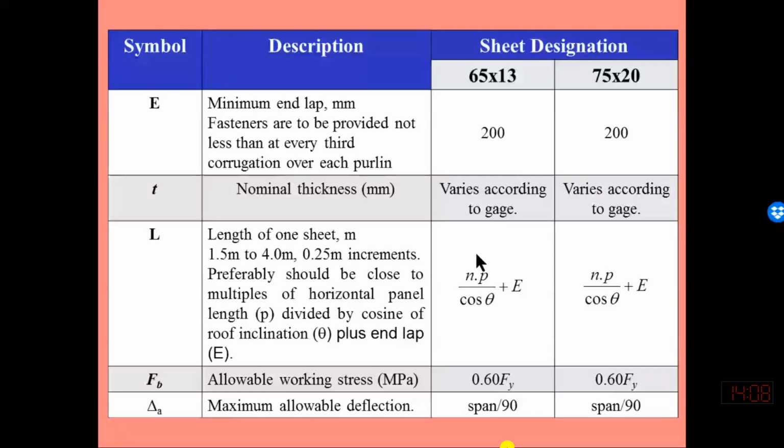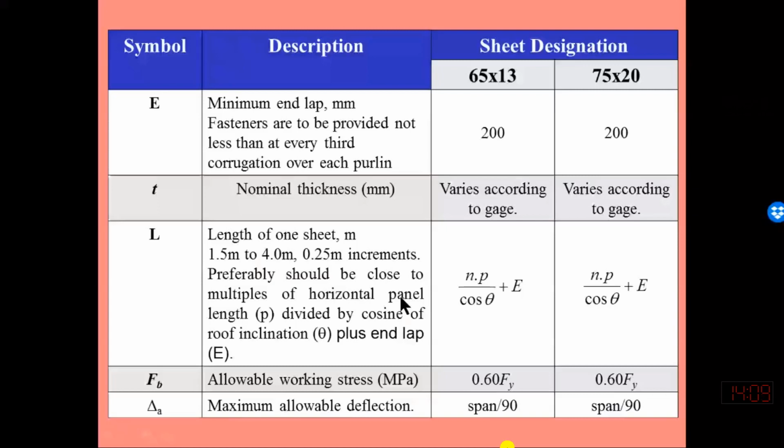I have already explained. The length of one sheet in meters may be from 1.5 meter to 4 meter. The minimum length of the sheet may be 1.5 meter and the maximum length available in the market is 4 meter. Length is always computed in multiples of 0.25 meters on the upper side and preferably should be close to the multiple of the horizontal panel length P divided by cosine theta of the roofing system, as I have explained.